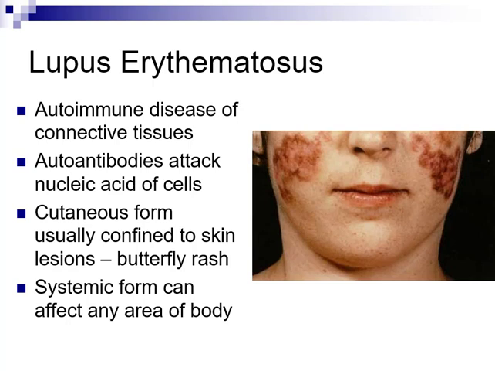It happens a lot on the face. And a characteristic sign, something we observe, is a butterfly rash. So it extends across the nose and on both cheeks. So that's the cutaneous form. There is also a systemic form, SLE, systemic lupus erythematosus, that can affect any area of the body.